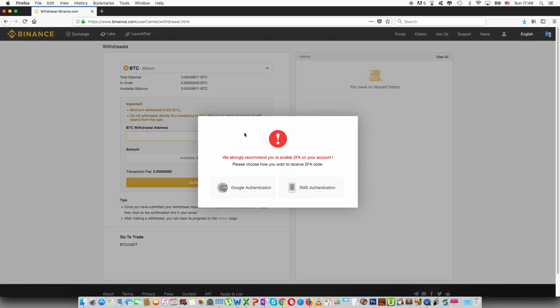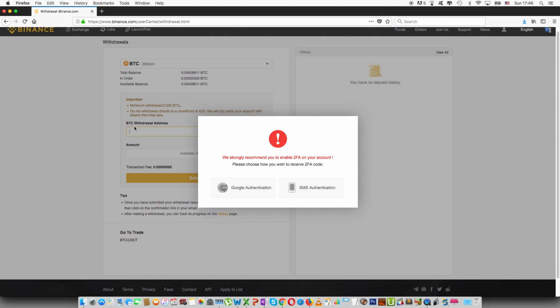Here you can see that I have not enabled two-factor verification on my account, so I will do that, and in order to withdraw, you need to do this. However, the process is very similar. So you paste or type a BTC withdrawal address in the first blank field, and then you can type the amount you want to withdraw. There will be a calculation of a fee because there are transaction fees for the cryptocurrencies, so it's shown here. And for the different coins, the minimum withdrawal amount is shown at the very top.